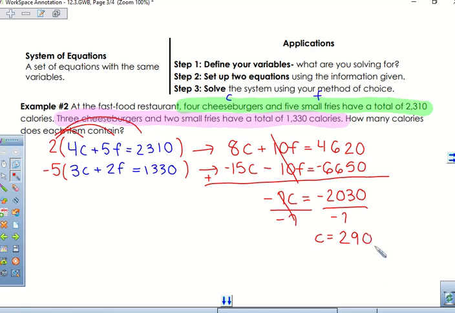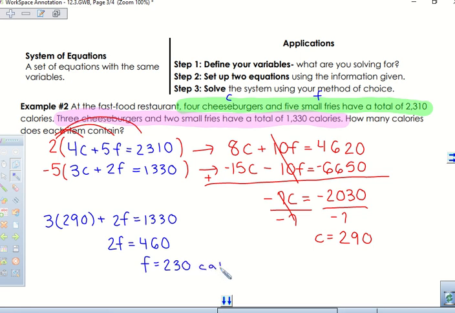So now we have to find the calories in the fries. So we just go back and use one of the original equations to figure that out. So I'm going to plug it into that second one. So it's just a bunch of calculations. I get 2f equals, I'm going to subtract this over here in just one step to save time. 460, which means f equals 230. And this is calories. So don't forget to put units on there.